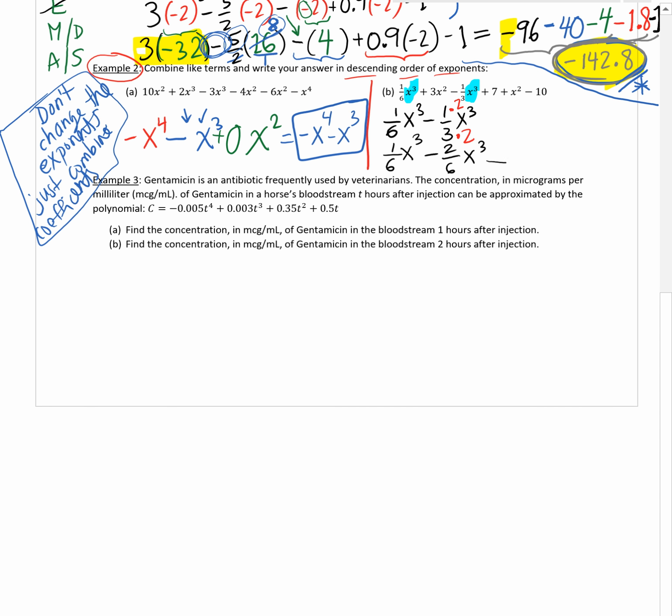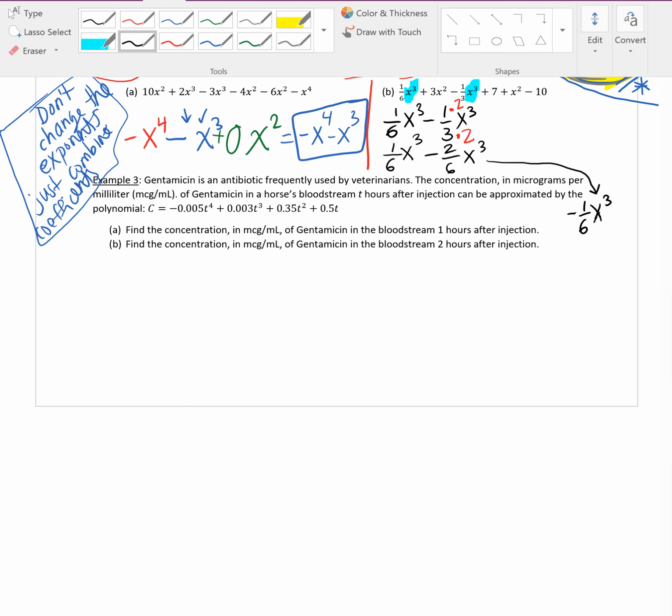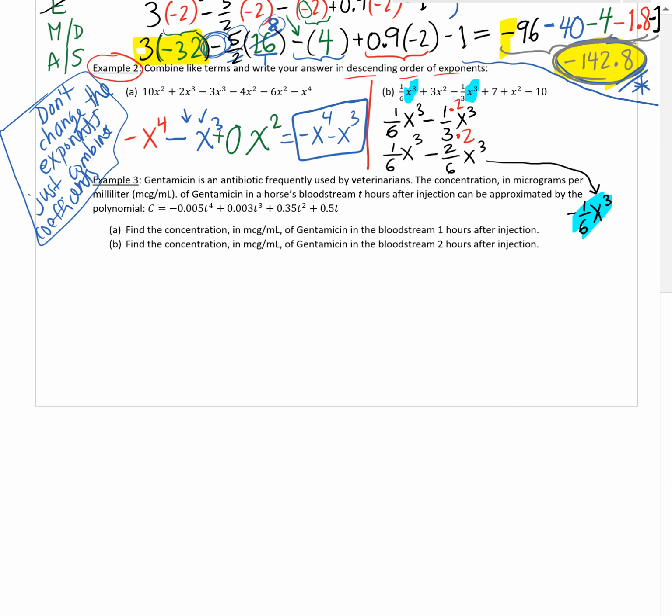I think I'm going to run out of room here, so I'm going to write it down here. I have 1/6 minus 2/6, that's going to be negative 1/6. Then you're keeping the x cubed the same, as we said. So we took care of the x cubes. Maybe I'll color code it so we remember where it came from. It came from the two blue ones combining.